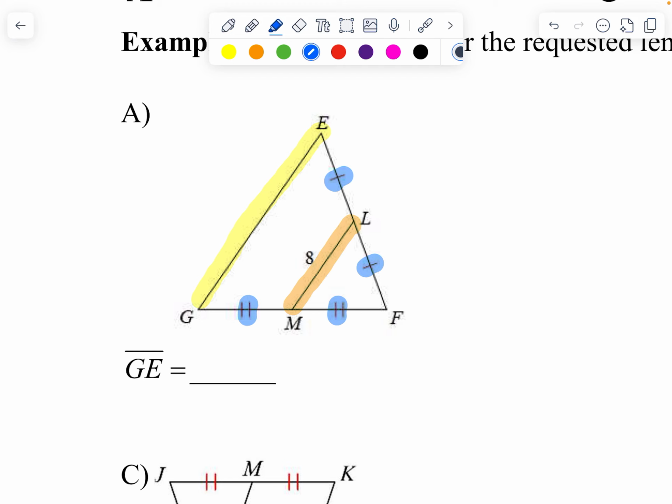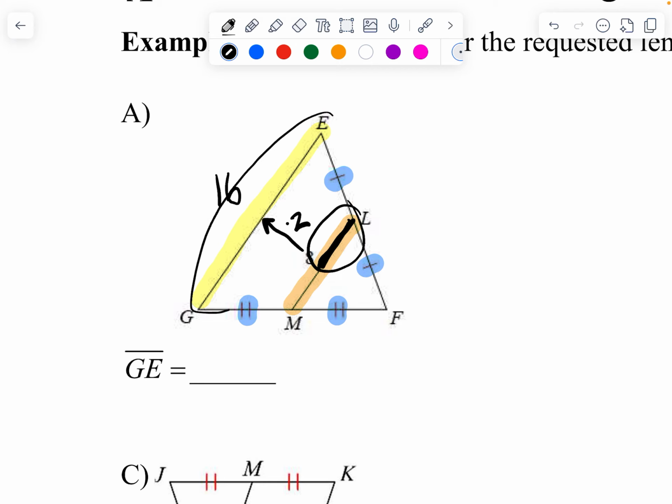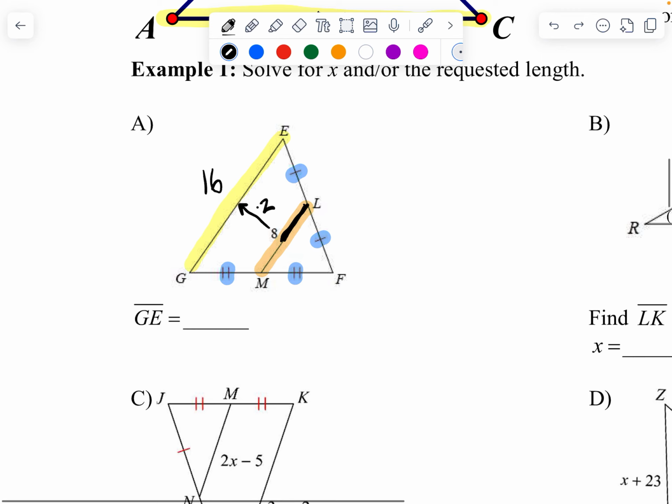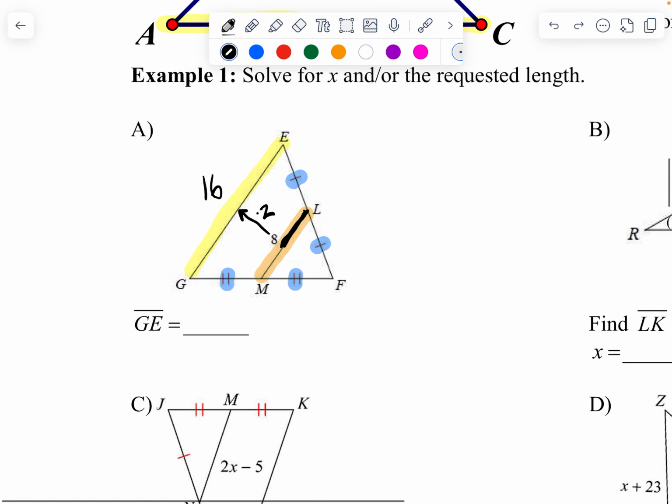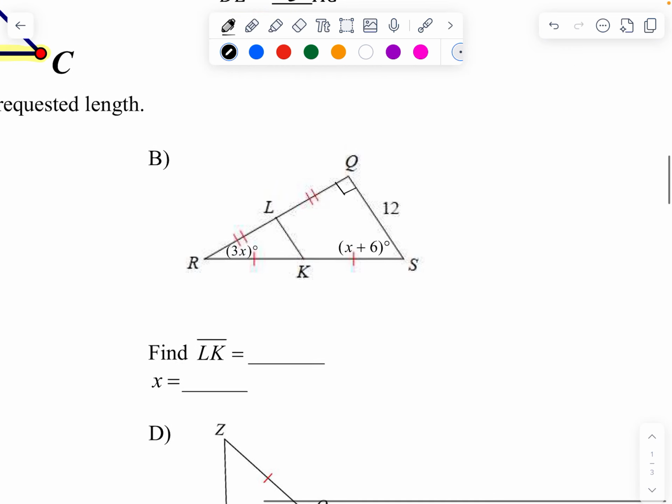So if my midsegment is 8, that means I can double the small to get the big. I know it's not going to be half because that wouldn't make any sense. Half of this segment is clearly not the same size as that whole thing. So do keep that in mind: small, double it to get the big. If it was the bigger side, you would halve it to get the small. So GE is 16.